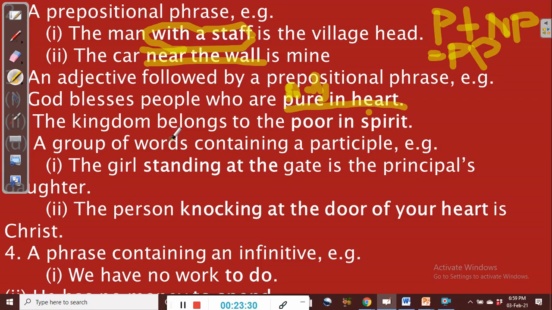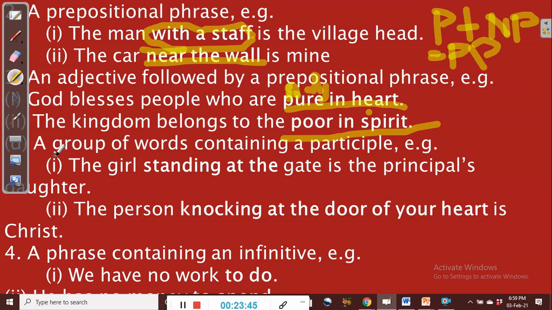Then, the kingdom belongs to the poor in spirit. Again, this is another example of this kind of structure, an adjective followed by a prepositional phrase.